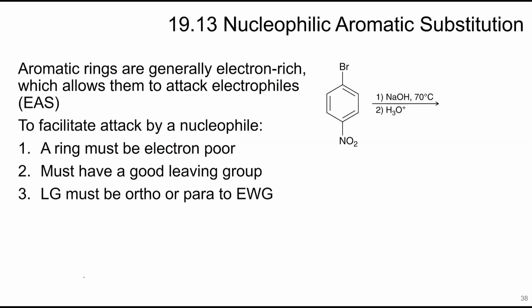In the next section, we're going to look at nucleophilic aromatic substitution, in which the benzene ring is going to get attacked. So aromatic rings generally tend to be electron rich, which allows them to attack electrophiles, which is what we've been doing most of this chapter.